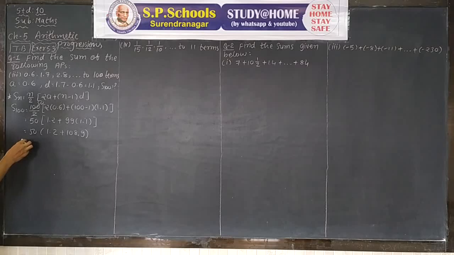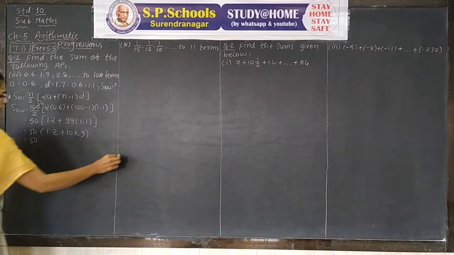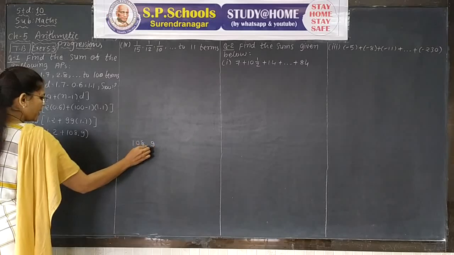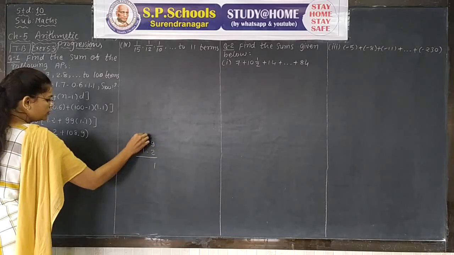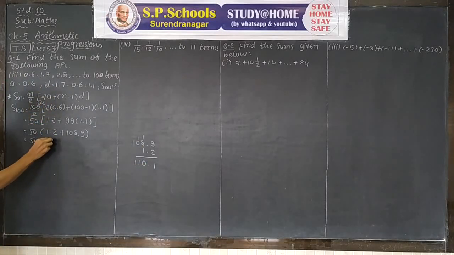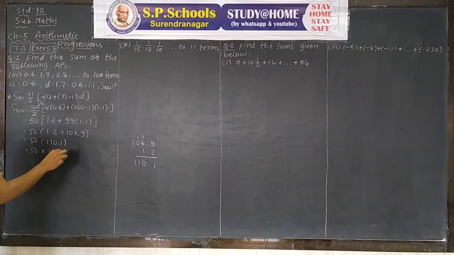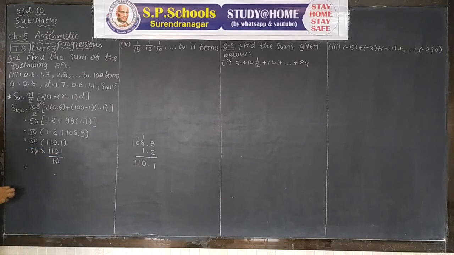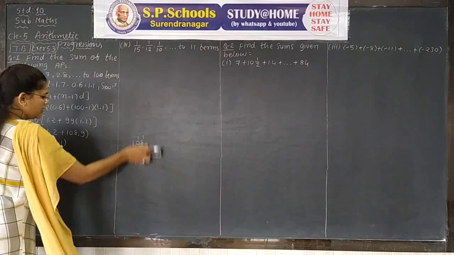Bracket is over, it is equal to 50 into... Now we add 108.9 and 1.2, which is 110.1. 50 as it is multiplied with 110.1. Remove the point and we get 0 here. Now 5 multiplied with 1101, we get 5505. It is the sum of the first 100 terms of the given AP.